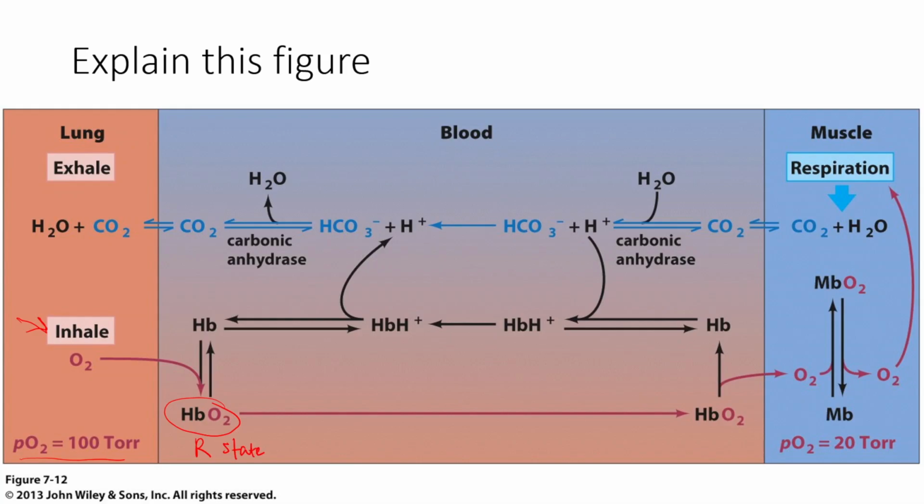Then our hemoglobin, carrying all this nice oxygen for our tissues, starts traveling through the blood. Eventually, we've arrived at the muscle. So muscle, very different environment, right? We have low oxygen pressure, about 20 torr. What else do we know about the environment at the muscle? Yeah, I guess because of respiration, CO2 is increased.